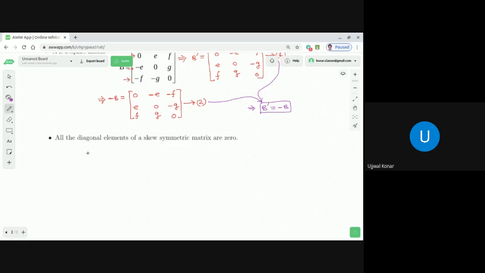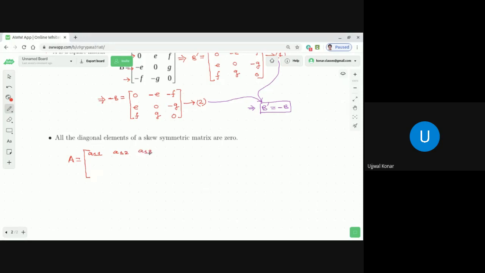I am doing it, and you will completely agree with me, because we are discussing with a proper methodology so that everything is very clear to your mind, I hope. If it is not, please do let me know. All the diagonal elements of a skew-symmetric matrix are 0. Let us take a matrix A, a 3 by 3 matrix. The elements of the first row are A11, A12, A13.